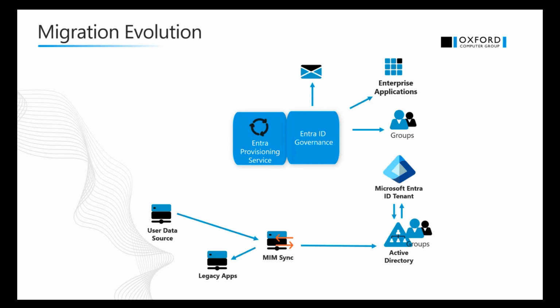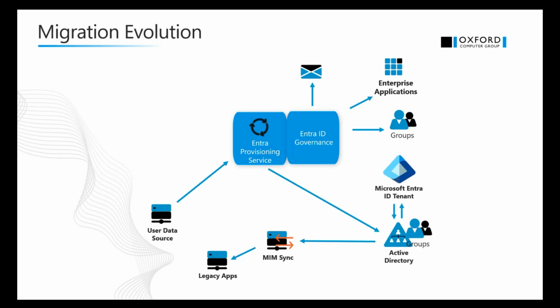Today, we are starting to move away from the sync engine, and we have the ability to take our user source data. Rather than go to MIM Sync, we're going to go to our provisioning service. That's going to create our Active Directory account. That's going to sync up, and all of our Entra ID governance is still going to take place. Add people to groups, enterprise applications, but we still may have a few legacy apps. One more click here. So we may choose to import data back into our sync engine and still keep it running there to supply data to the legacy apps.